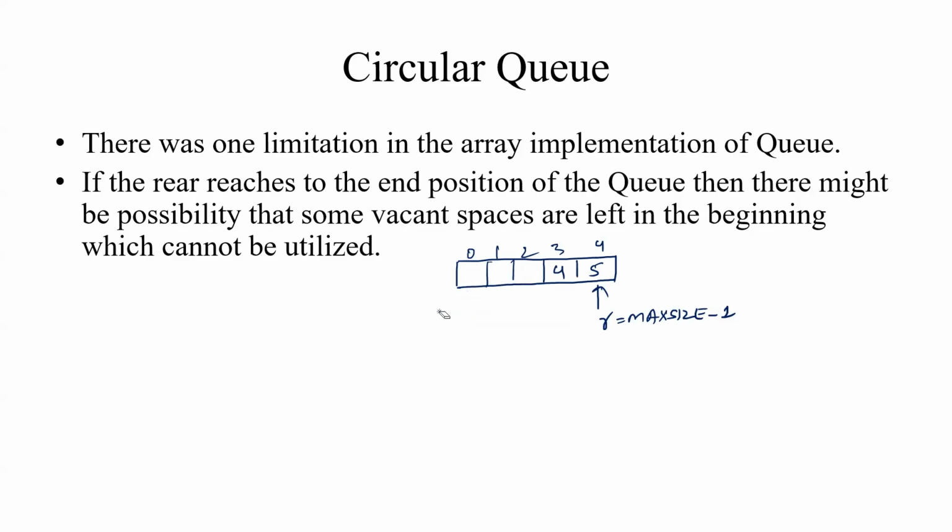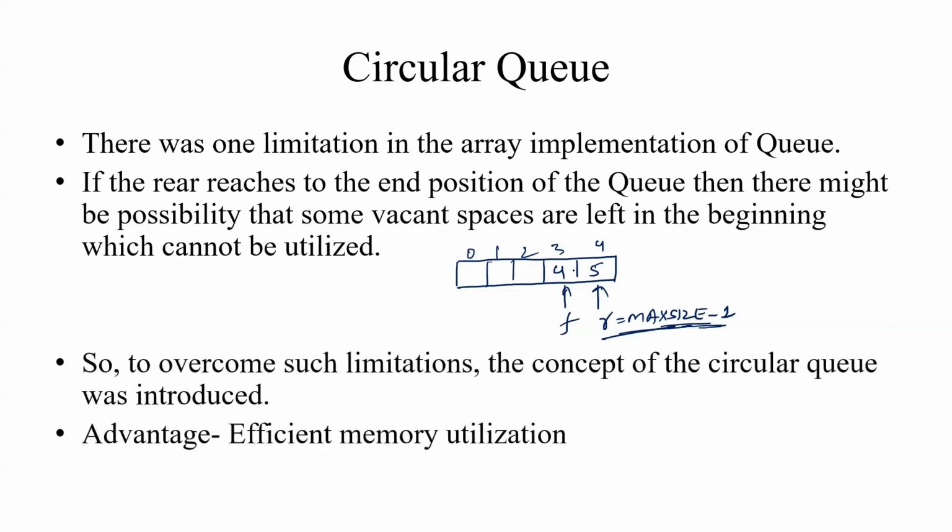But if we delete some elements from this queue, let's suppose I have deleted 3 elements from the queue, the front value will go to index 3. Now, in the simple queue, since the value of r is equal to max size minus 1, we cannot insert an element. That was the limitation of the simple queue.